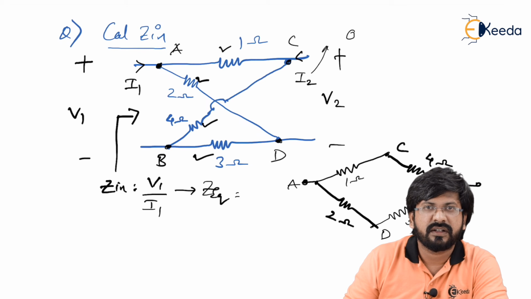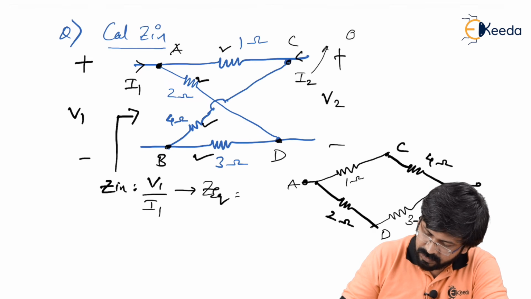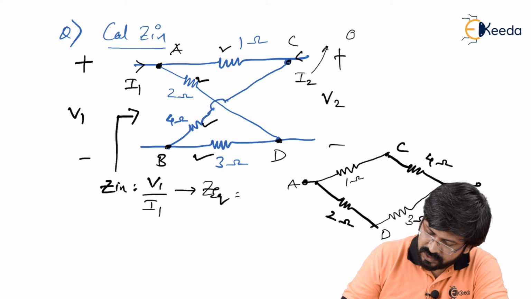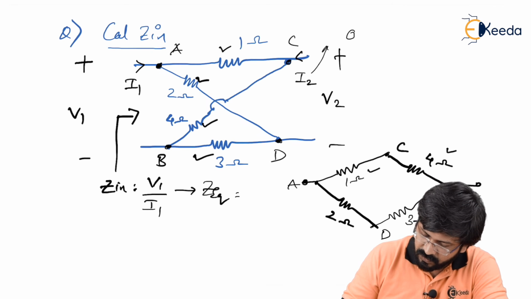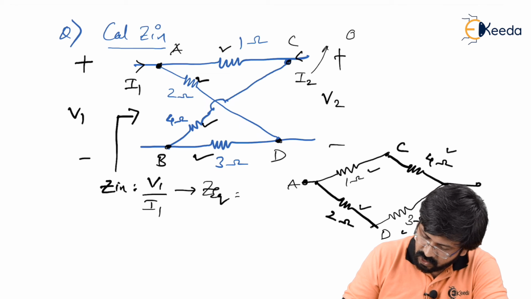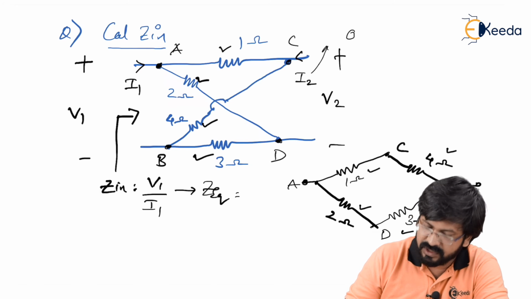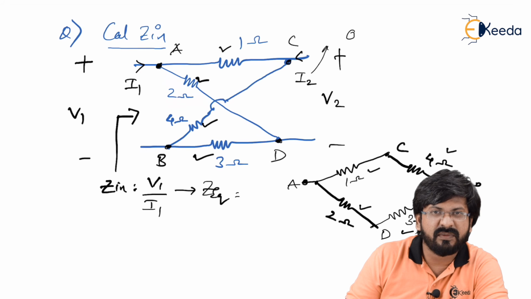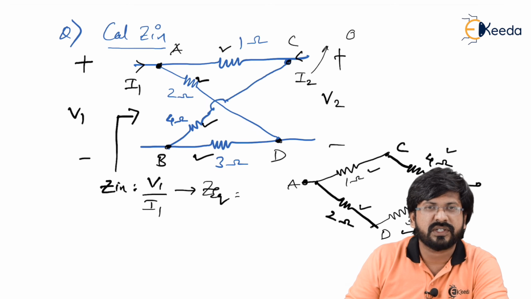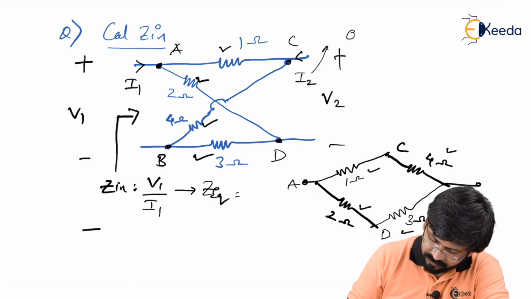And we have to take the Z in between A and B. So between A and B, if you want to calculate Z in, as you can see, 1 ohm and 4 ohms are connected in series, can be taken as 5 ohms, whereas 2 ohms and 3 ohms are also connected in series, can be again taken as a series element, which is 5 ohms. In fact, as you can see, it is 5 ohms parallel with 5 ohms, which is going to give you how much? 2.5 ohms.